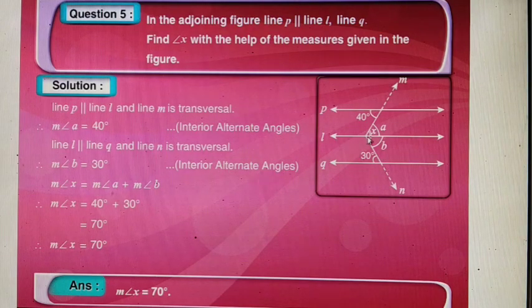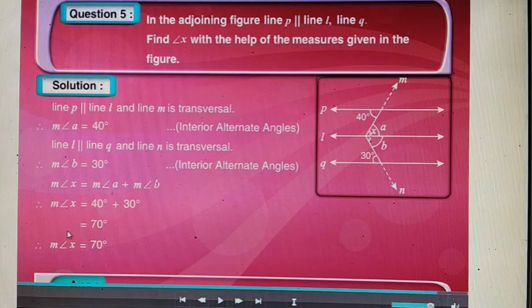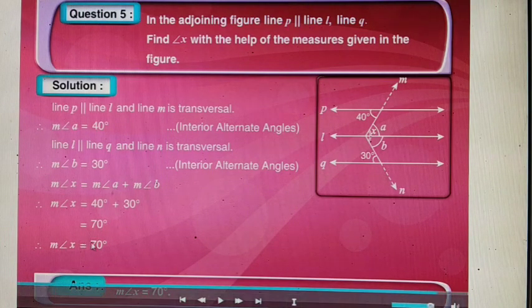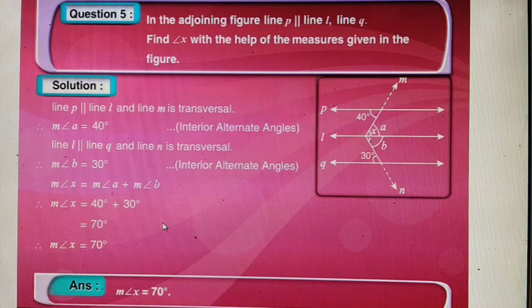Now, how can this X be found? This X is the full angle. I will add this first A and angle B. You can see measure of full angle X. How will I get it if I add A and B together? Measure of angle X is equal to measure of angle A plus measure of angle B. Measure of angle X is equal to 40 degrees plus 30 degrees, which is equal to 70 degrees. Therefore, measure of angle X is equal to 70 degrees.